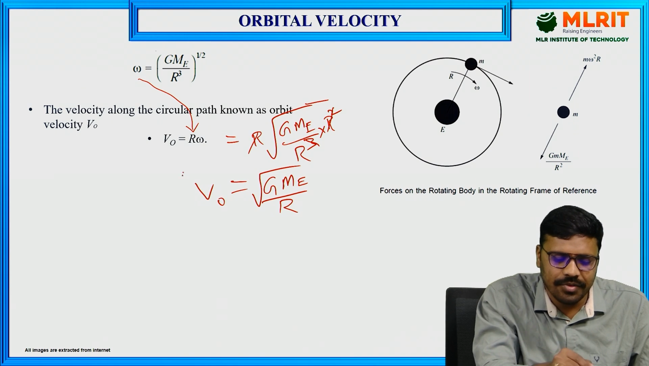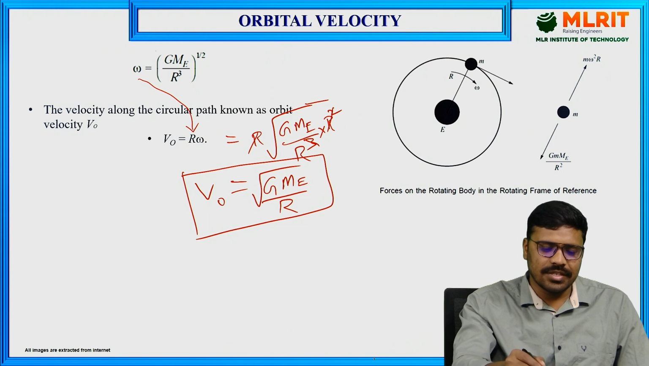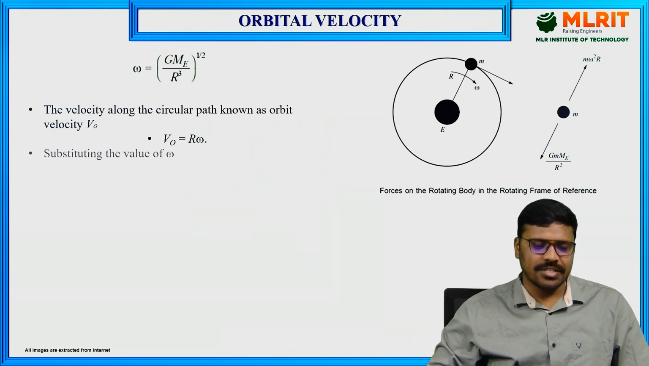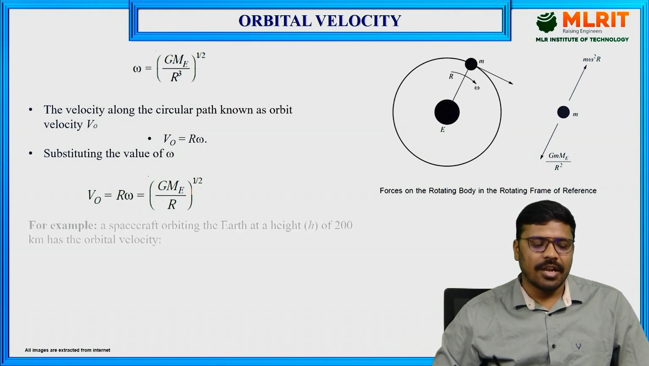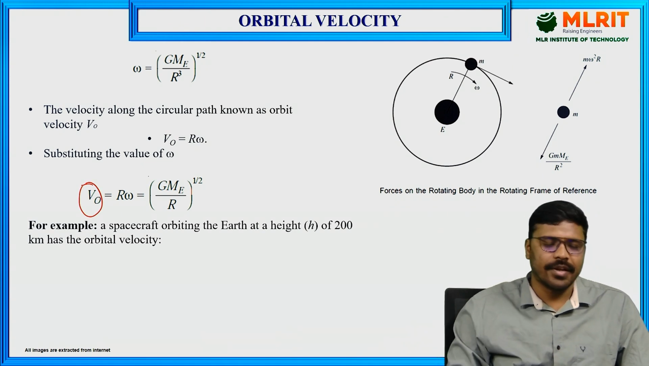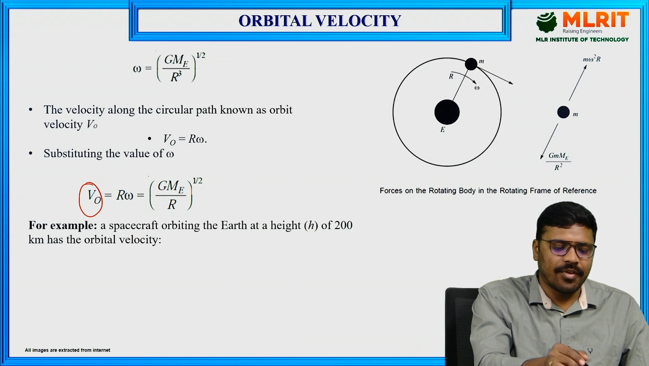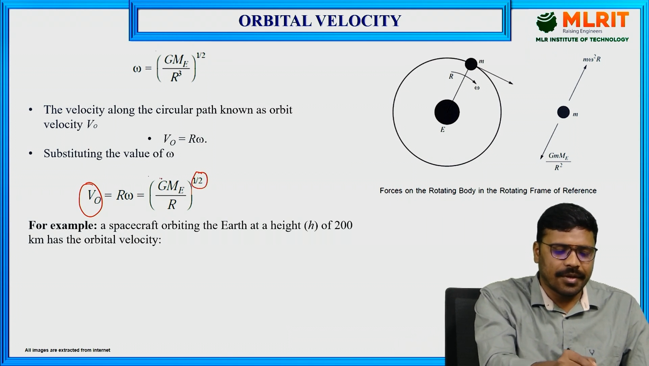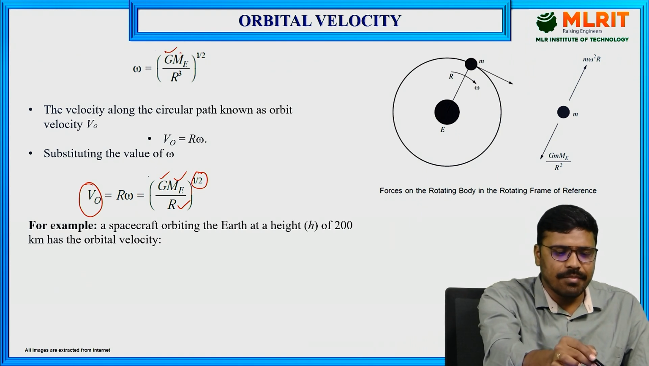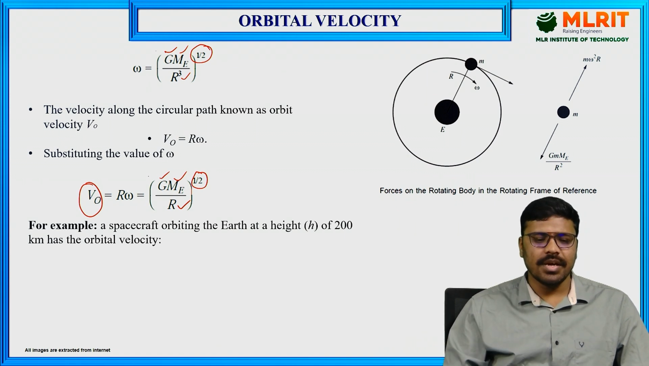So v naught is equal to under root capital G Me by r. This is nothing but called the linear velocity of the object in the particular orbit, and this linear velocity is nothing but called orbital velocity. Whatever linear velocity v naught is maintained by the object in a particular orbit is called orbital velocity. So the equation for orbital velocity is under root capital G Me by r. What is the equation for angular velocity? Capital G Me by r cube under root. Okay, so this is orbital velocity.